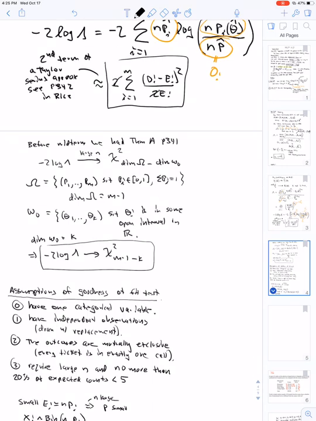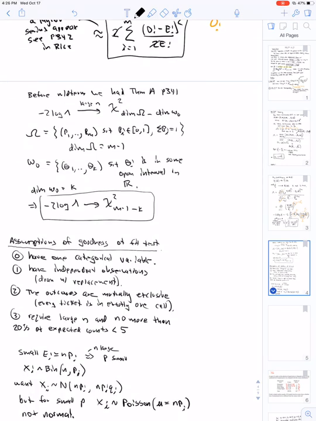Now, minus 2 log lambda for large n, we saw, is chi-squared with dimension omega minus dimension omega naught. Omega is all m-tuples of p1 to pm that sum to 1, so that has dimension m minus 1, and omega naught is all k-tuples theta 1 to theta k, where each theta i is in some open interval in R, so this has dimension k. So minus 2 log lambda converges to a chi-squared with m minus 1 minus k degrees of freedom.